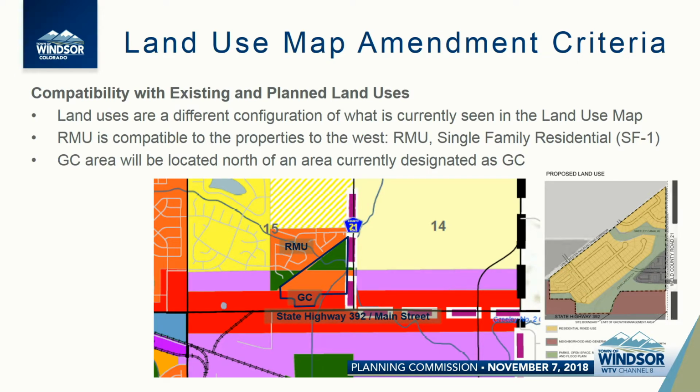Compatibility with existing and planned land uses. The land uses in the area are reflective of what's shown here, the residential mixed use north of here, in this area here that would continue into this neighborhood. Commercial all along Highway 392, which has that commercial highway feel, and then also the agreement with Severance for commercial industrial uses in that area. And then also some certain areas pulled apart for the floodplain.